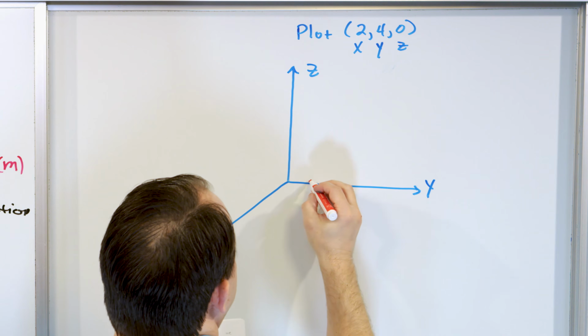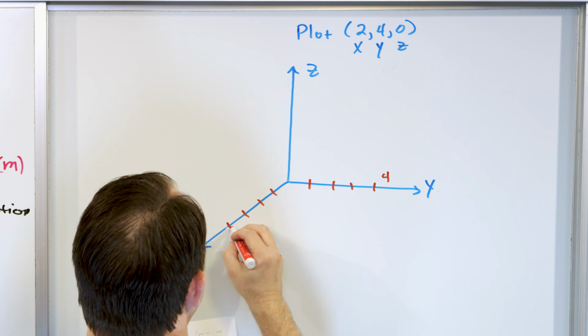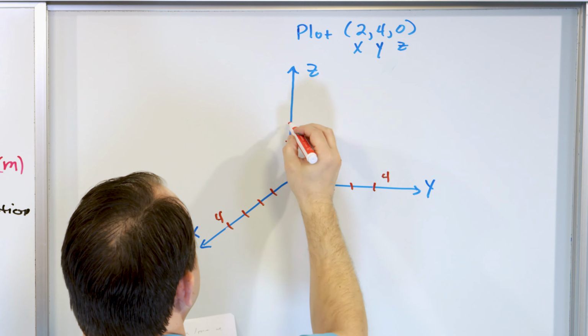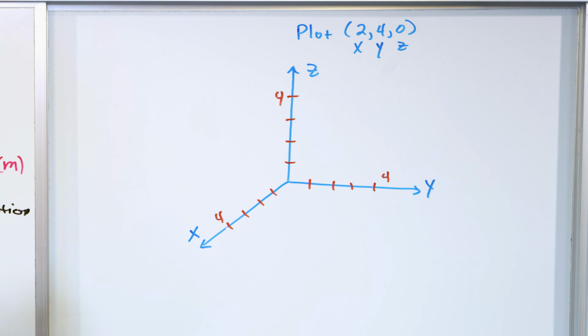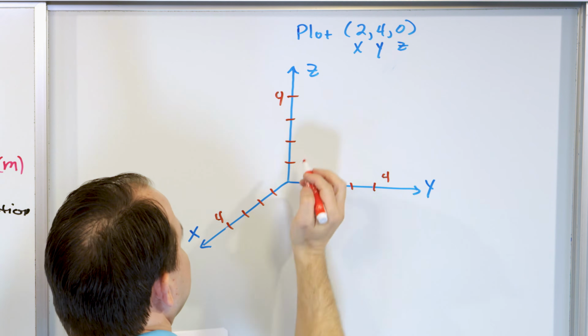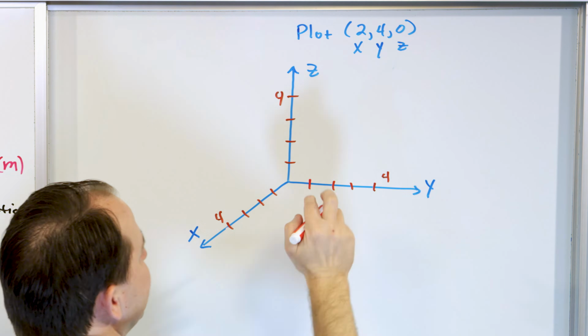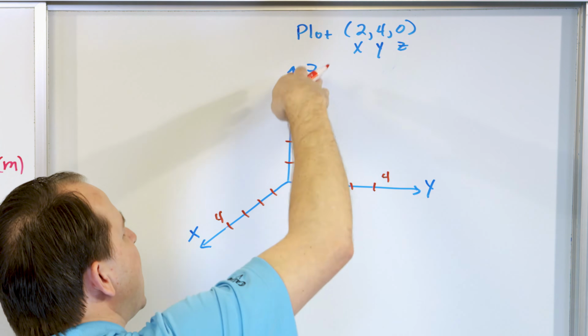All right, so we can draw some lines. 1, 2, 3, 4. 1, 2, 3, 4. 1, 2, 3, 4, like this. Now, x is equal to 2, so we have to go down to 2 right here. y is equal to 4. 1, 2, 3, 4, right here. But there is no z value. That means that the point there does not go up at all.